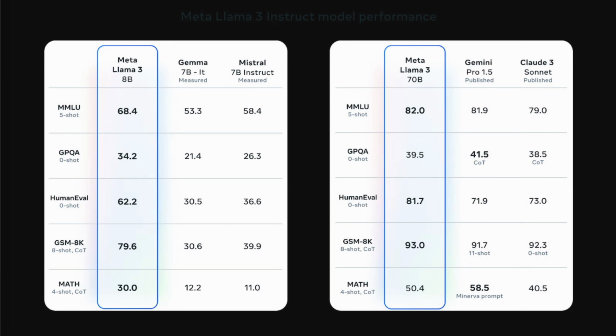Meta trained Llama 3 on a new mix of publicly available online data with a token count of around 15 trillion tokens. The 8B model has a knowledge cutoff of March 2023, while the 70B model has a cutoff of December 2023. The models use grouped query attention, which is GQA, which reduces the memory bandwidth and improves efficiency. And the Llama 3 model has been released under a custom commercial license.